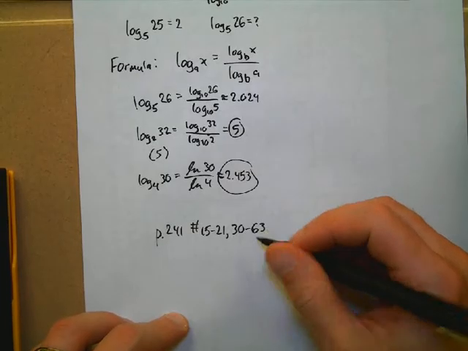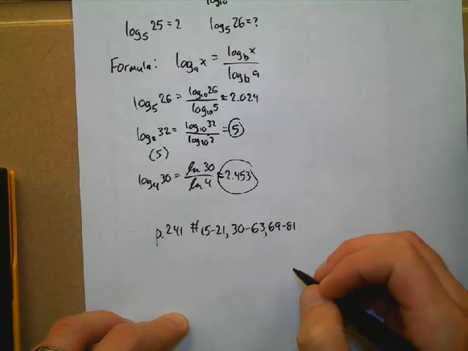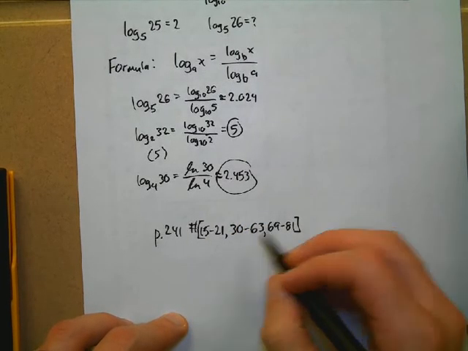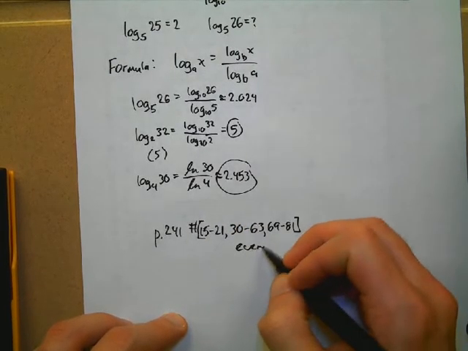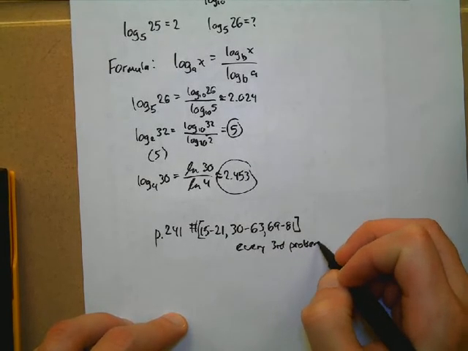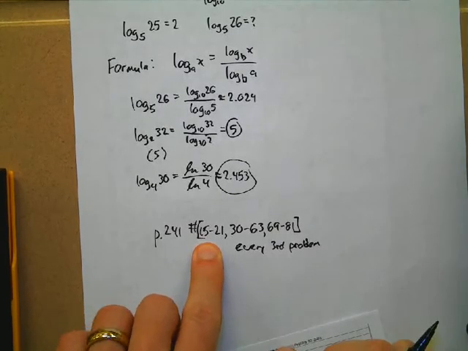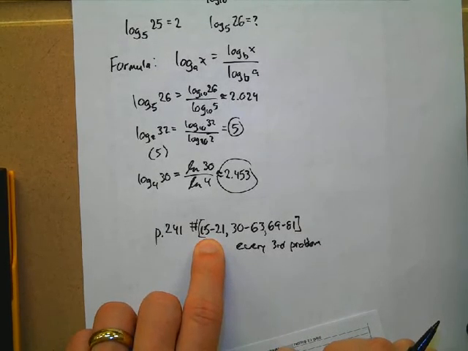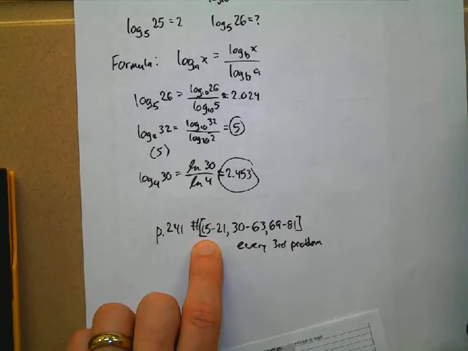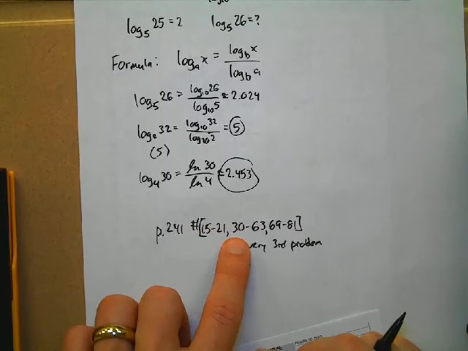Okay, so for example, you'll do 15 here, but not 16 or 17, but 18, right? The third problem after that. So 15, then 18, and then 21. And then you'll do 30, 33, 36, 39, 42, so on and so forth. And then 69, 72, 75, so on and so forth, up to 81. Okay, every third problem, which means you'll get some odds, but also some evens there. I also want you to do, actually, no, that's it. Never mind.